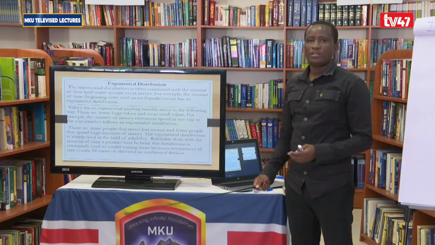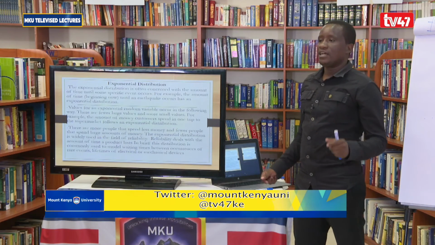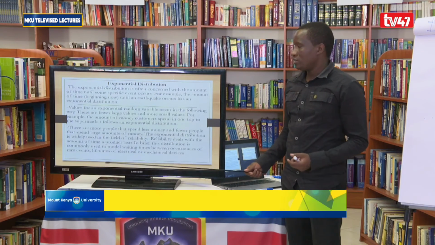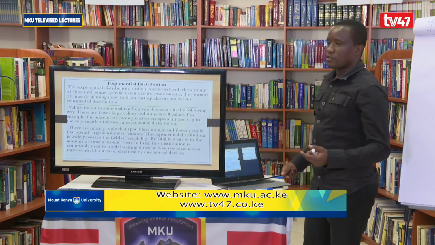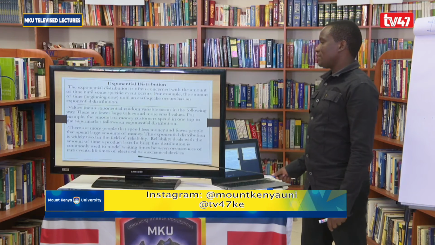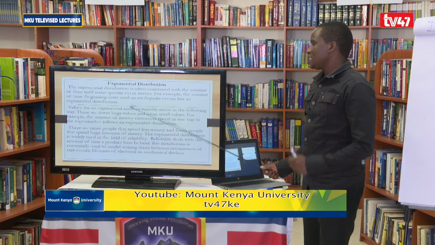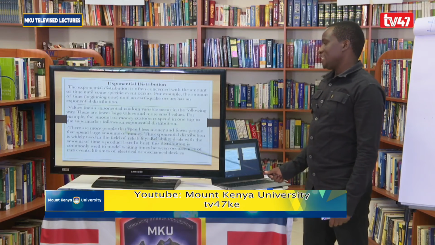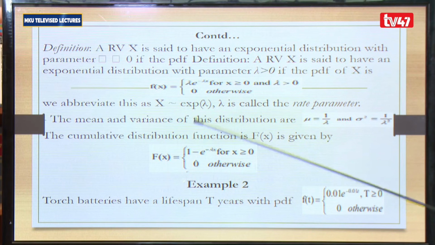We are looking at an example here where we consider two groups of customers in a supermarket: customers who spend large amounts of money, and customers who spend a little amount of money, depending on the definition of little according to observation. Maybe past a certain amount of money, say 10,000, and customers who spend less than 10,000. Customers who spend less than 10,000 will tend to be more in a supermarket than customers who spend more than 10,000. So it looks at reliability, which is the amount of time a product lasts. In brief, this distribution is commonly used to model waiting times between occurrences of rare events and lifetimes of electrical and mechanical devices, say.